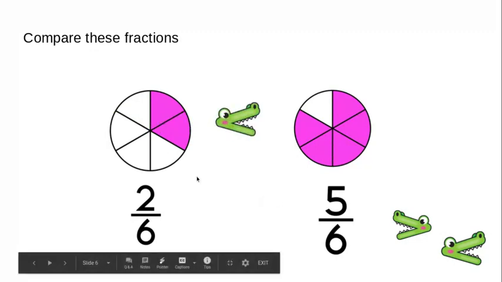And so we read this just like we would a sentence. We read it in this direction. So here we would say 2/6 is less than 5/6.